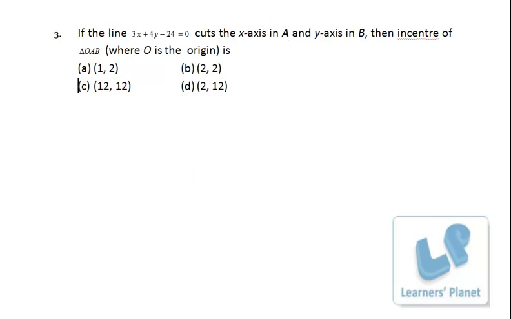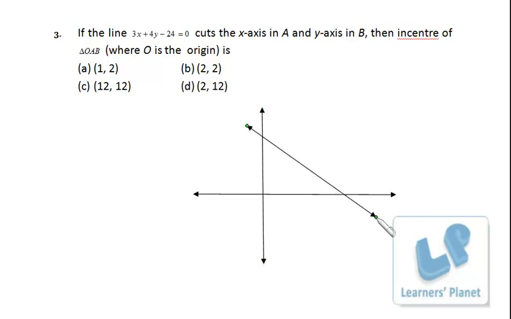If the line cuts the x-axis in A and the y-axis in B, then find the incenter of triangle OAB. A similar question we have already done, so I'm sure now you can do this question easily. This is the line that we have, 3x plus 4y minus 24 is equal to 0. Then we have this as a circle. Coordinates of this point: when y is equal to 0, x is equal to 8, so this is 8, 0. When x is equal to 0, y is equal to 6, so that is 0, 6.